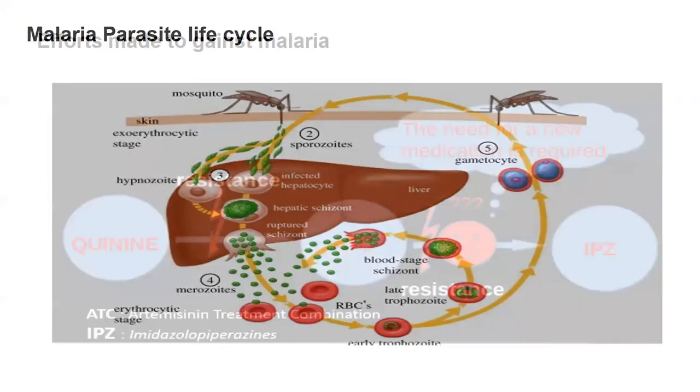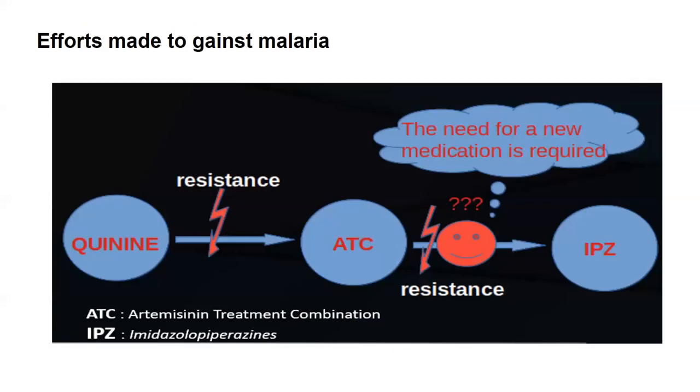Efforts made to fight malaria. Many efforts were made to fight malaria, such as quinine and artemisinin, called ACT for artemisinin combination treatment. In 2008, ACT were used as first-line treatment. The emergence of resistance to artemisinin and its derivatives is prompting researchers to reflect on the next generation of anti-malaria drugs.